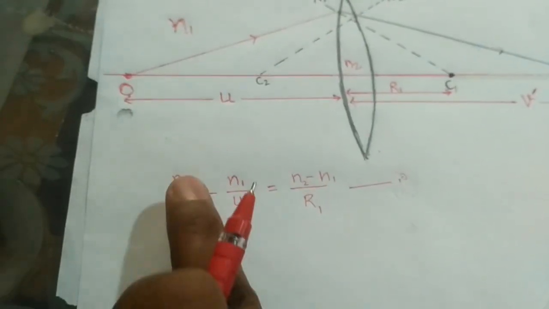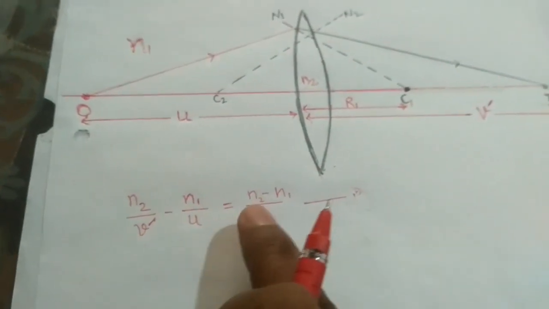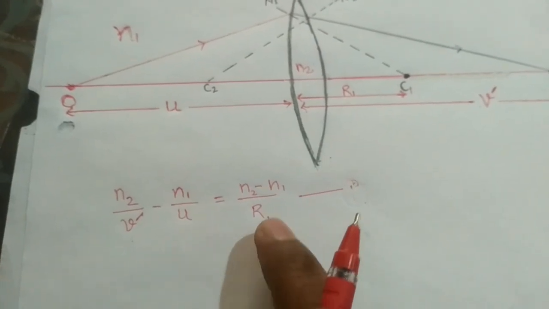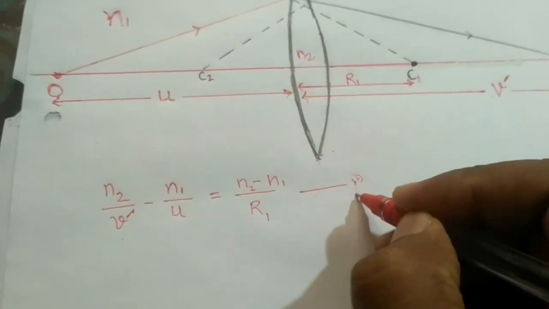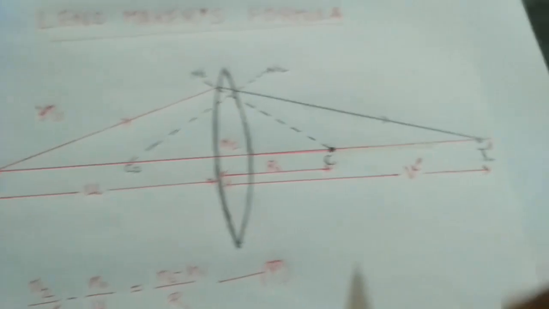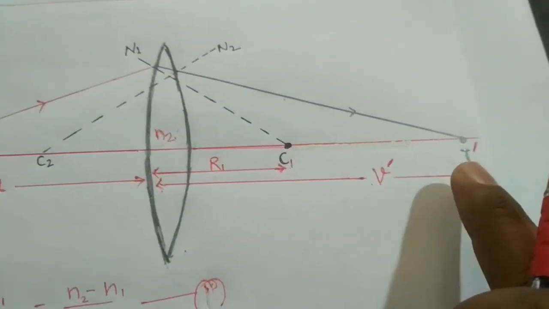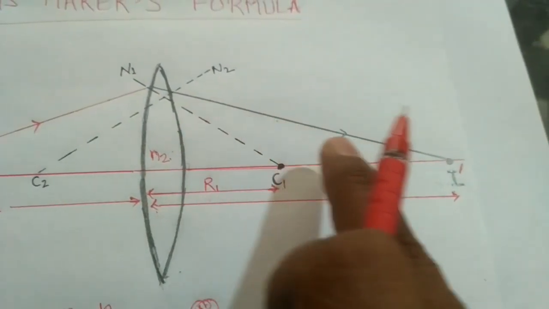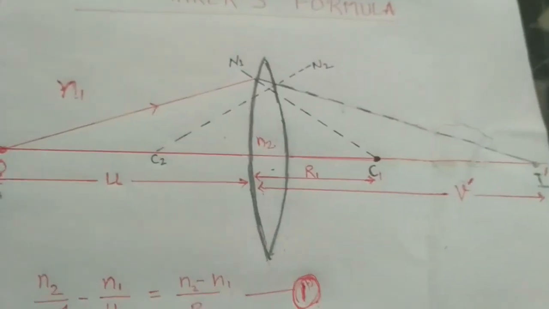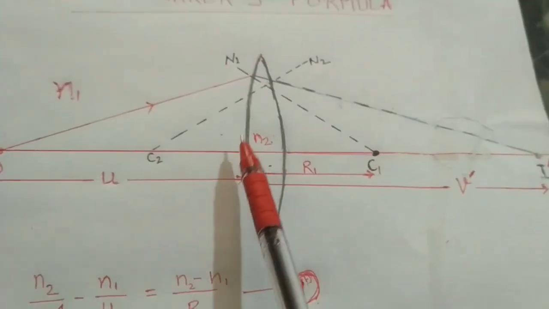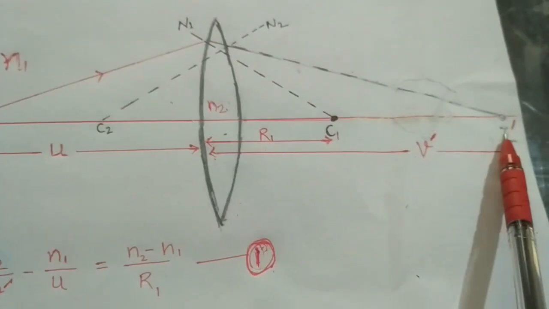So I have written here N2 by V dash, minus N1 by U, is equal to N2 minus N1 by R1. This was equation 1, and I have changed this because this is a virtual image. For that virtual image, this must be a dotted line. I'm drawing that. Again, listen to my point. The image formed by this surface is this.